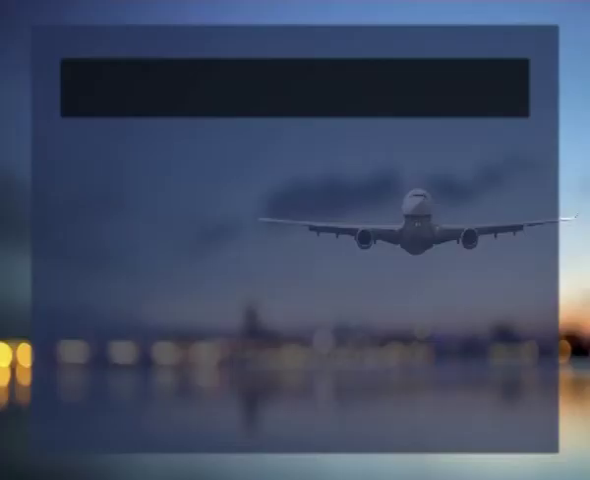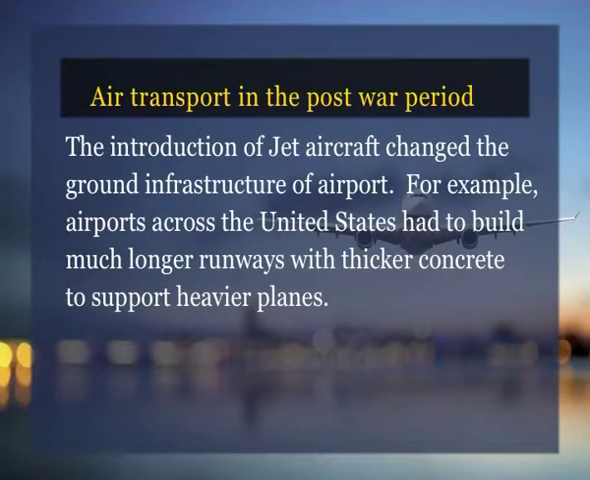Despite the economies of scale, airline fares did not go down. The new planes were not faster than the earlier aircraft, but the capacity was considerably increased. The introduction of jet aircraft changed the ground infrastructure of airports. For example, airports across the United States had to build much longer runways with thicker concrete to support heavier planes.